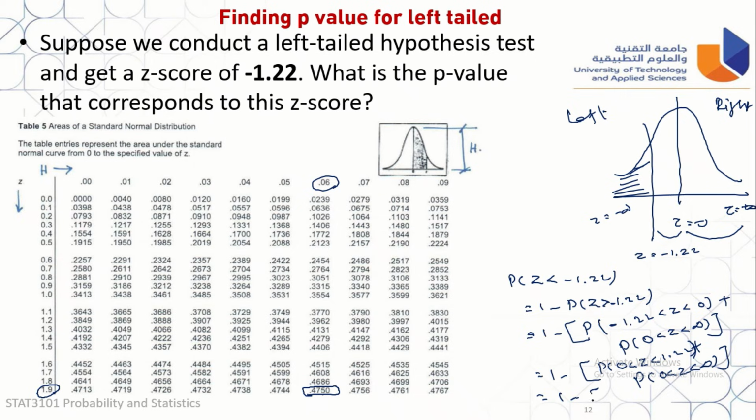What is the answer? 1 minus, plus 0.5. What is the value for 1.22? Go to your table. In the normal table, 1.22, 0.3888. So it is 0.3888 like that. And find this answer, which will be your final answer.